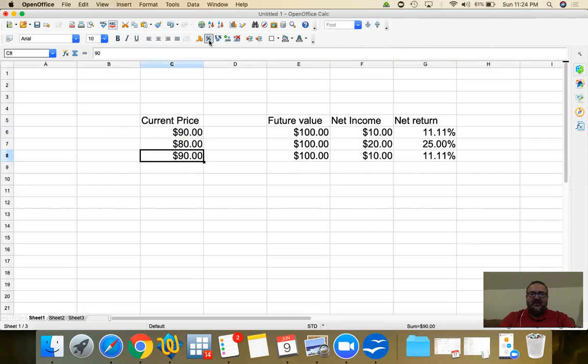So let's say that we're going to pay $50. Now notice, the future value does not change. You are going to receive $100. You are paying $50 for it today instead of 80 or 90, which means that your net income will be 100 minus your investment, which is $50, which means that you're going to have a net return of 100%. Let's say you're paying $10.